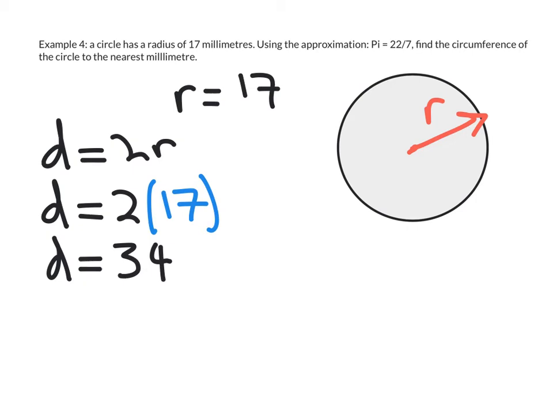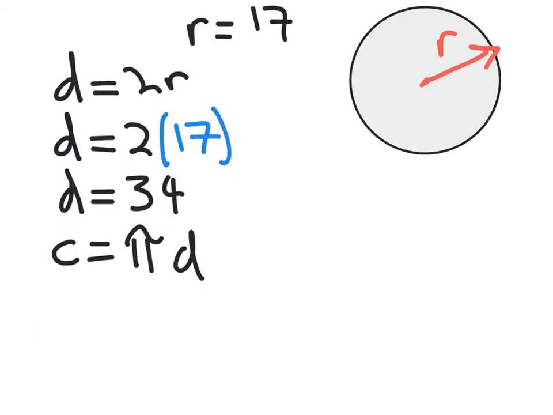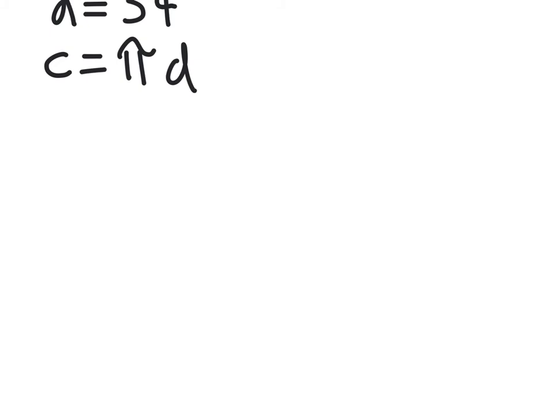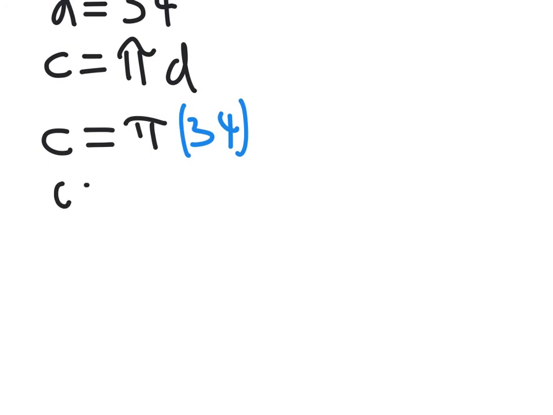Now to find our circumference, all we have to do is substitute that value of d into the equation c equals pi d. To substitute that in, we're going to replace our d with 34. So we've got c equals pi times 34, and so we just replace that d with 34 in our equation, and then to get an exact answer we just write that as 34 pi, which is again always a really nice thing to have, an exact answer.